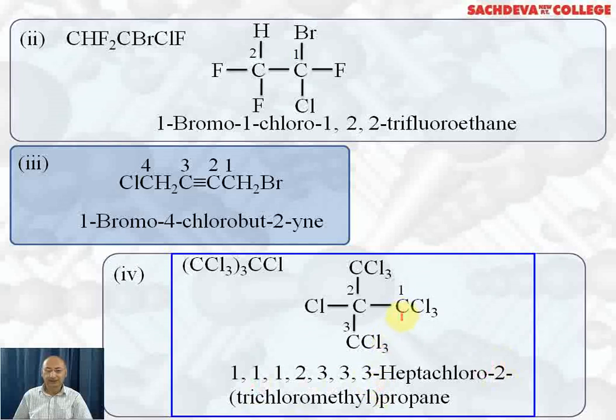Remaining there are 6 chlorine atoms and 3 are attached to 1. So we have written 1,1,1. 3 are attached to third, so we have written 3,3,3. And 1 is attached to 2 also, so we have written 2. Total are 7, so we have written heptachloro. At second position, this trichloromethyl group is attached. So we have written 2-trichloromethyl propane because 3 carbon atoms we have counted. So the overall name is 1,1,1,2,3,3,3-heptachloro-2-trichloromethyl propane.